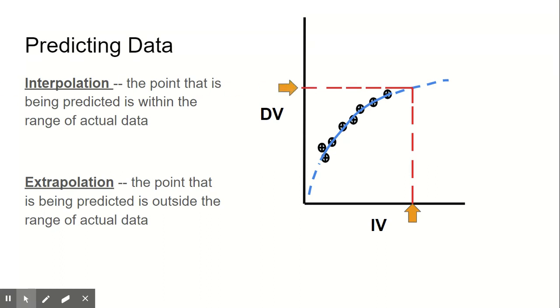That value right there on the dependent variable axis would be my predicted value of the dependent variable when my independent variable has that other value. In this case, what I just did is I did extrapolation because I'm outside my range of data.